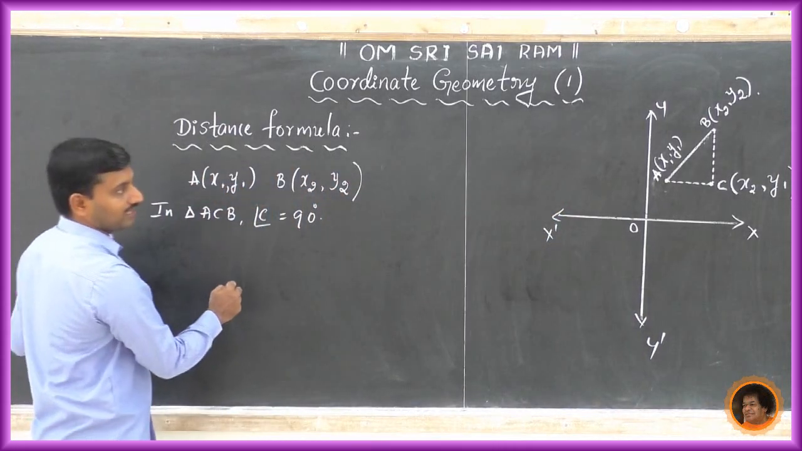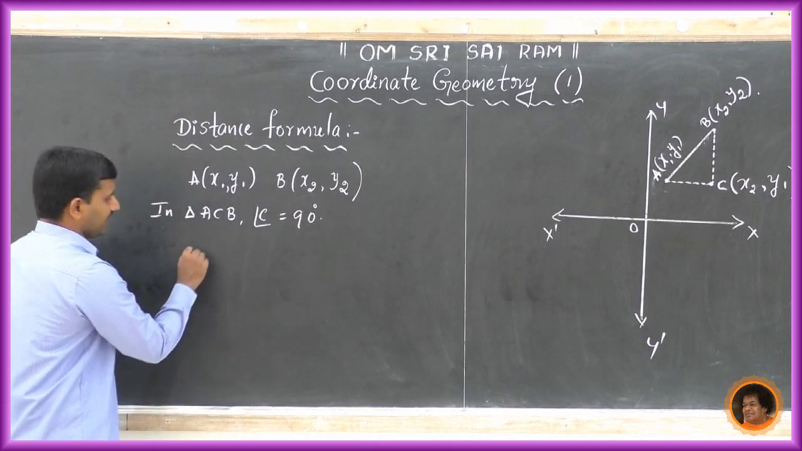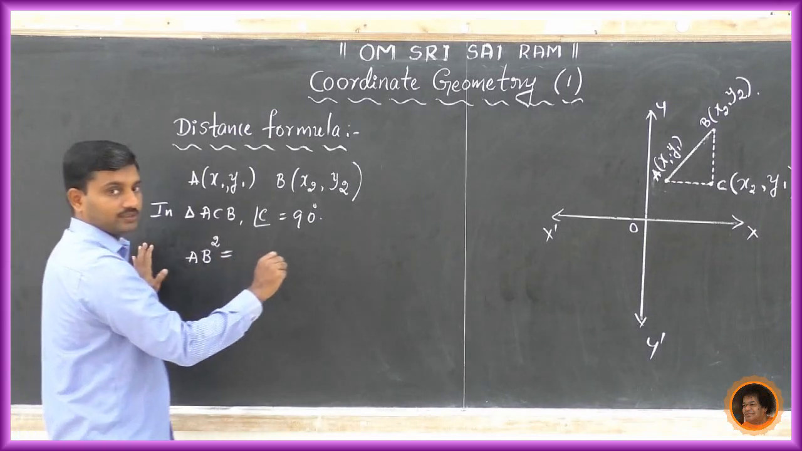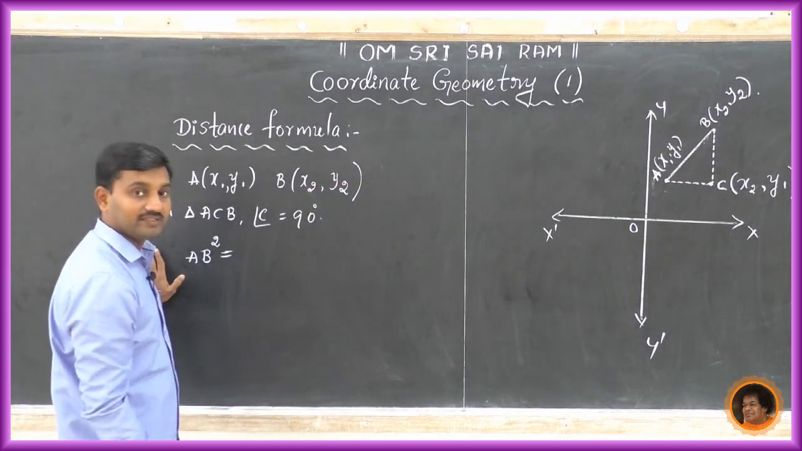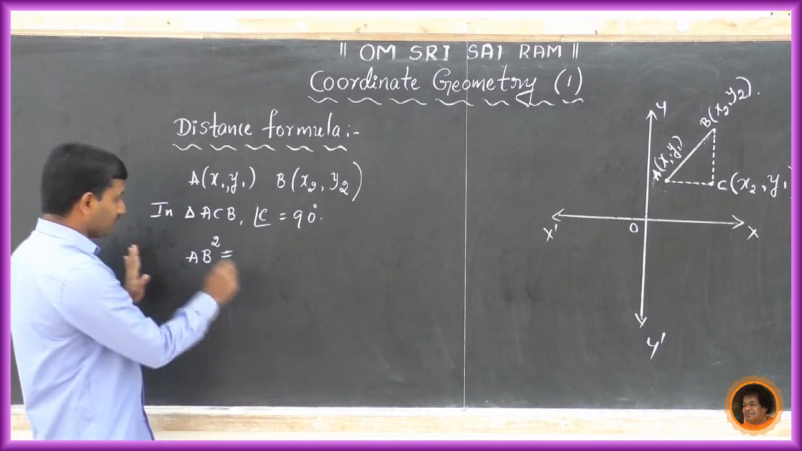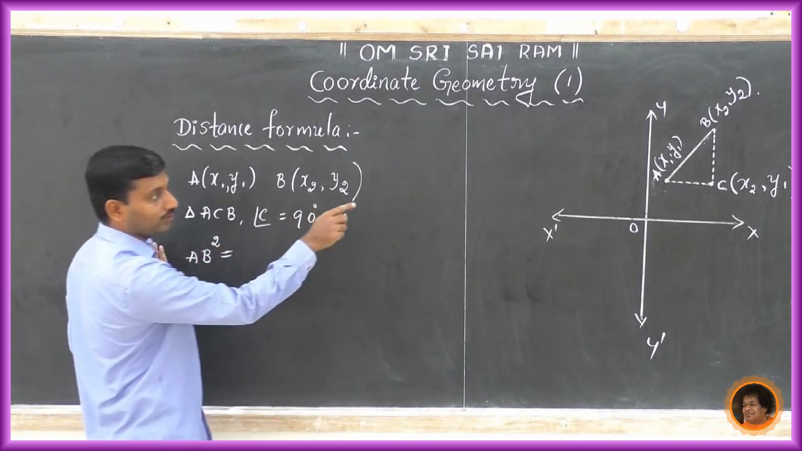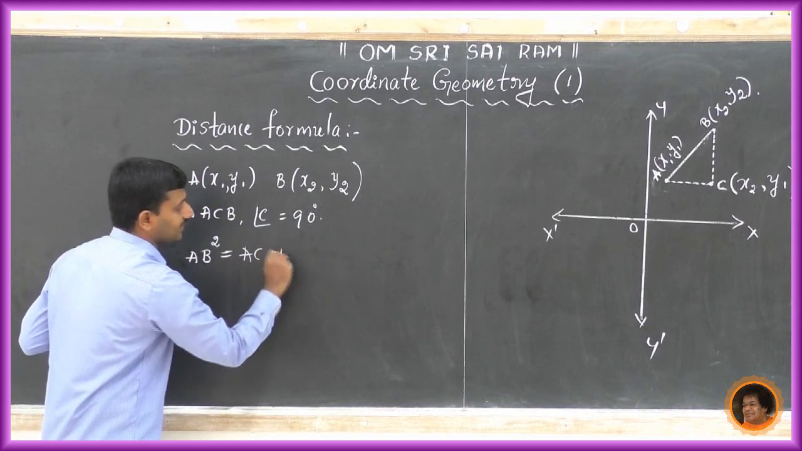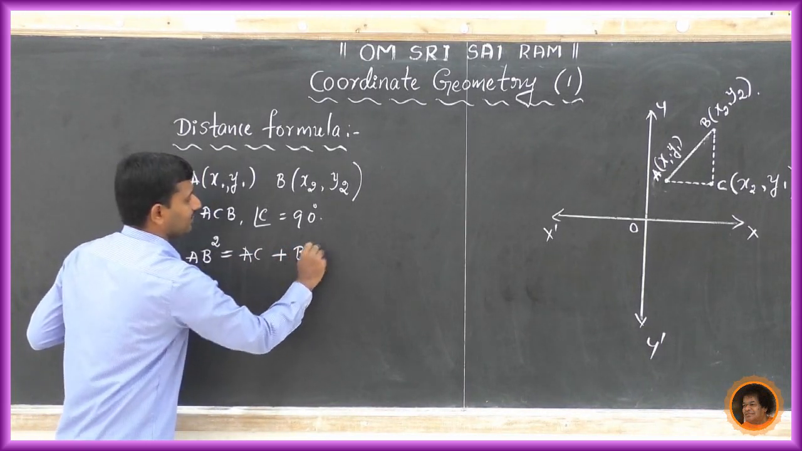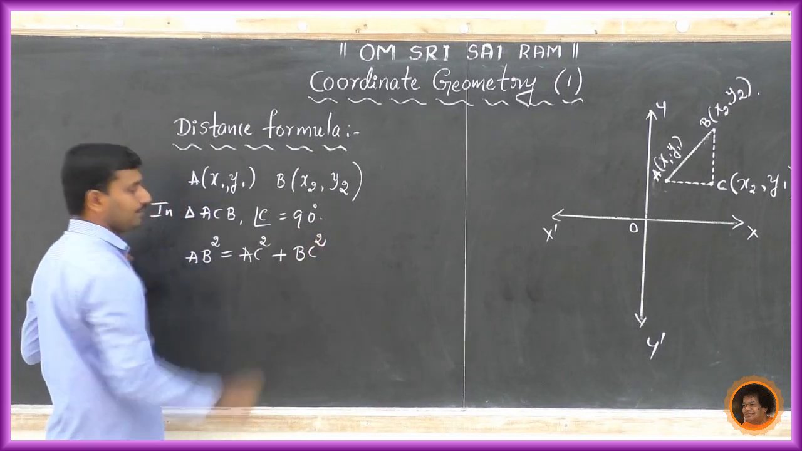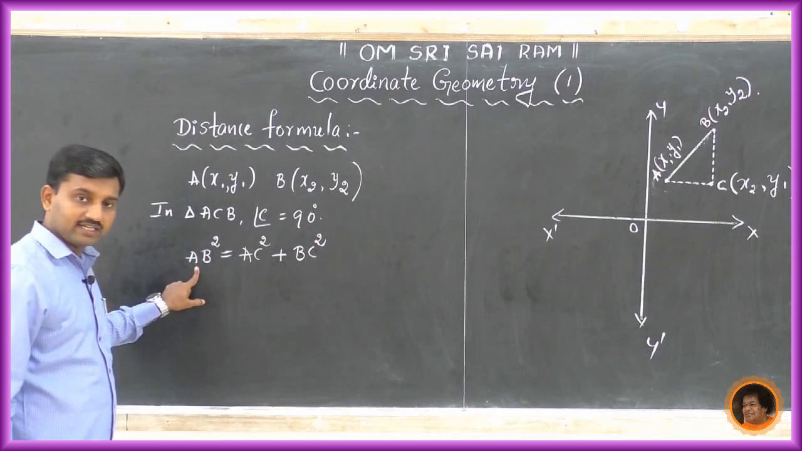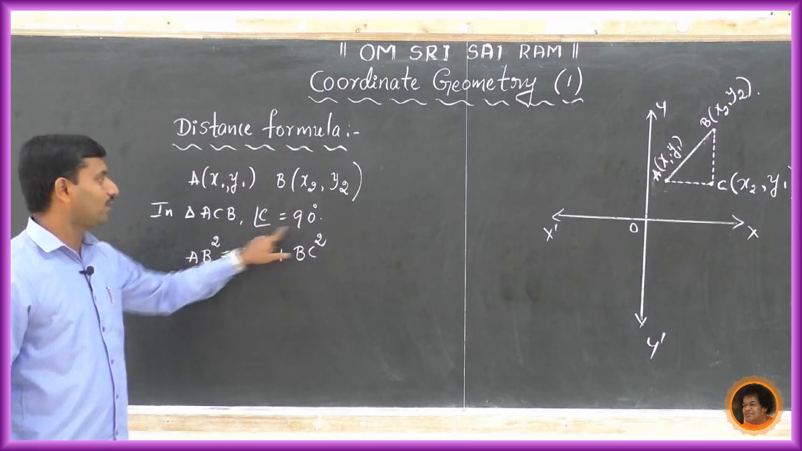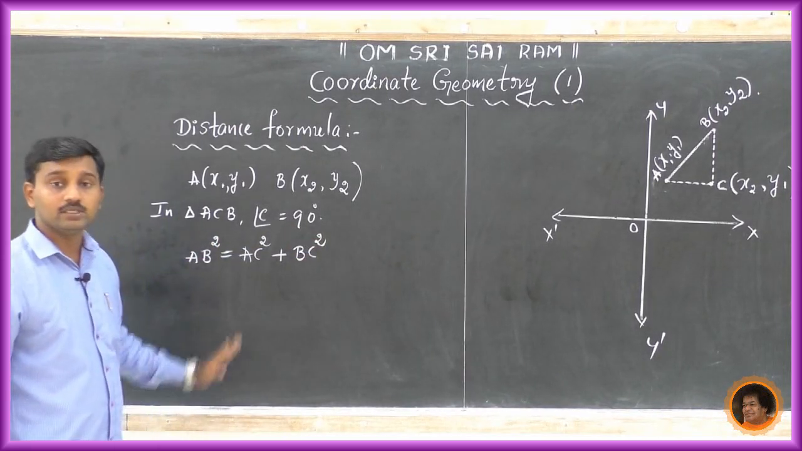So according to the Pythagoras theorem, AB square, the square of the hypotenuse, the longest side, AB, that is known as the hypotenuse. The square of the hypotenuse is equal to the sum of the squares of the other two sides. The other two sides are AC and BC. So AC square and BC square. In a right angle triangle, the square of the hypotenuse is equal to the sum of the squares of the other two sides by using the Pythagoras theorem.